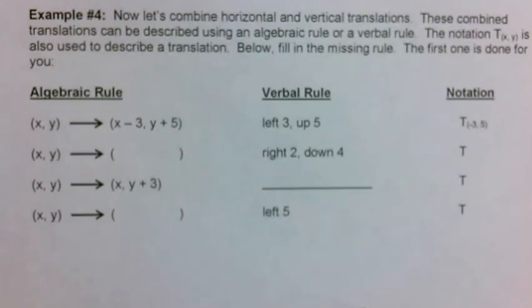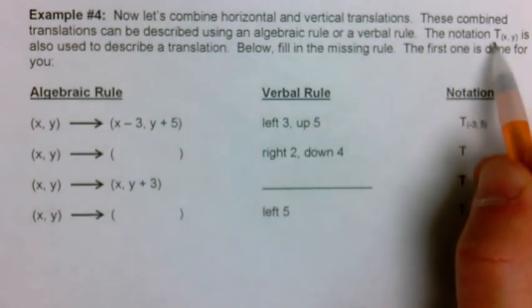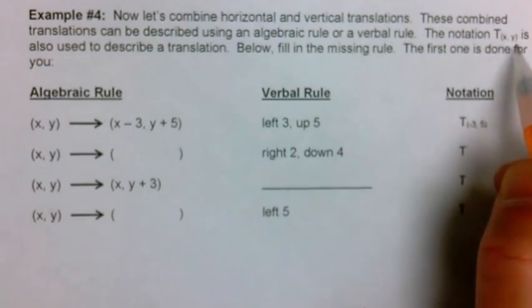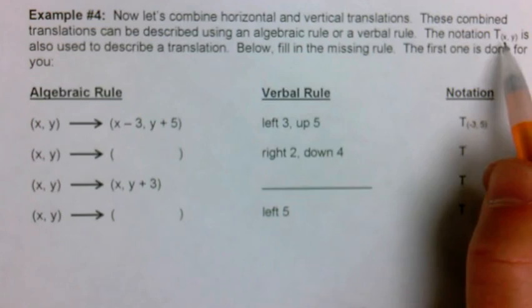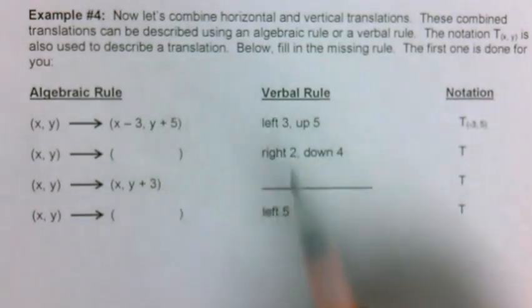In our next example, we're going to combine horizontal and vertical translations. These combined translations can be described using an algebraic rule or a verbal rule, and we're also going to write the translation notation. The translation notation uses a capital T for translation, and then a little point here, x comma y, that's going to describe how the point is moving either horizontally for the x or vertically for the y.